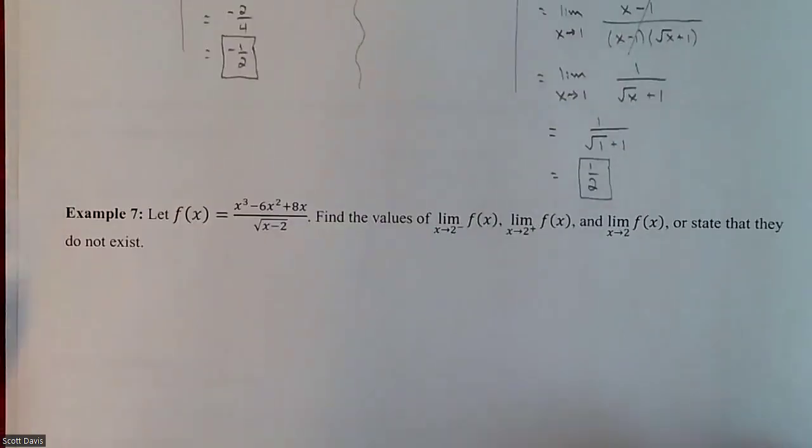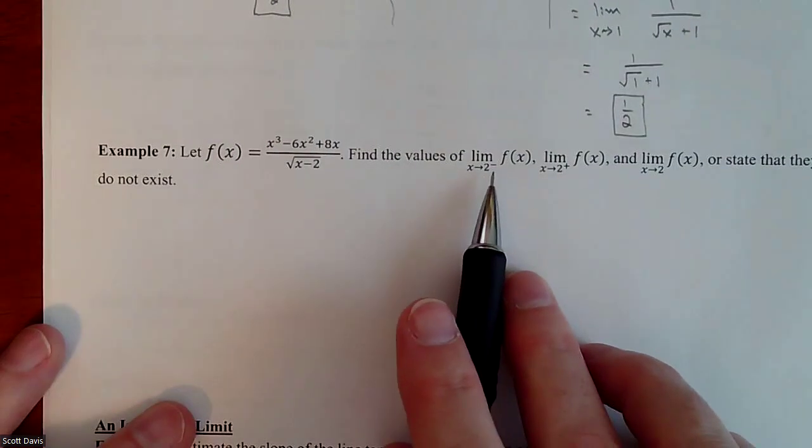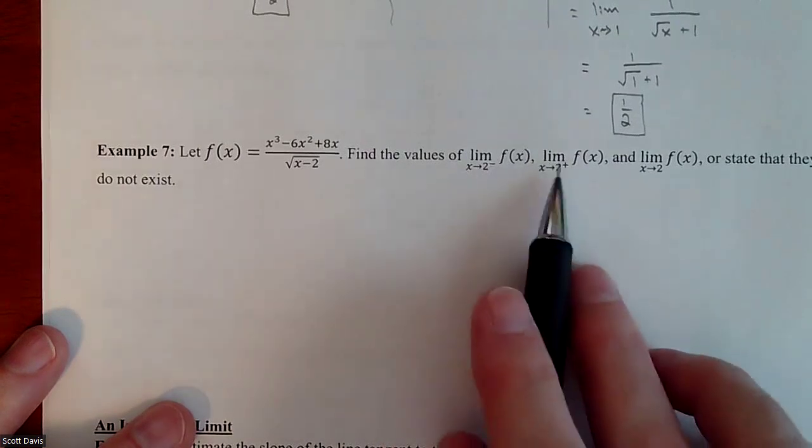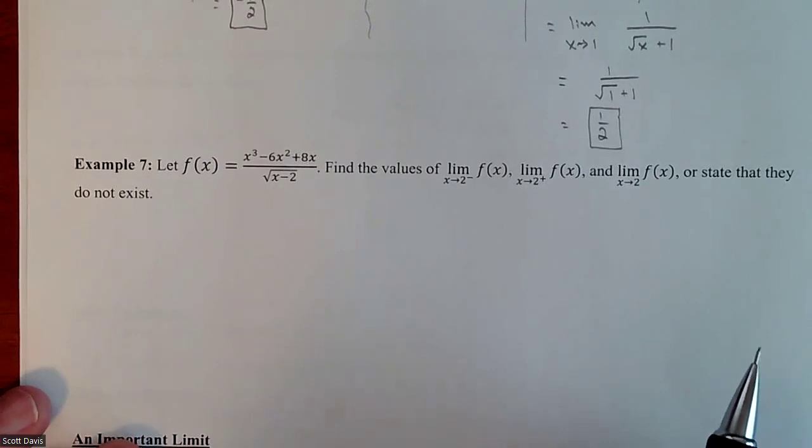And so we're going to do one more that, again, is a little bit more complicated. This time we're going to be looking at limits on the left side, the right side, and then the overall limit. Okay, so we're going to have kind of three problems in one.